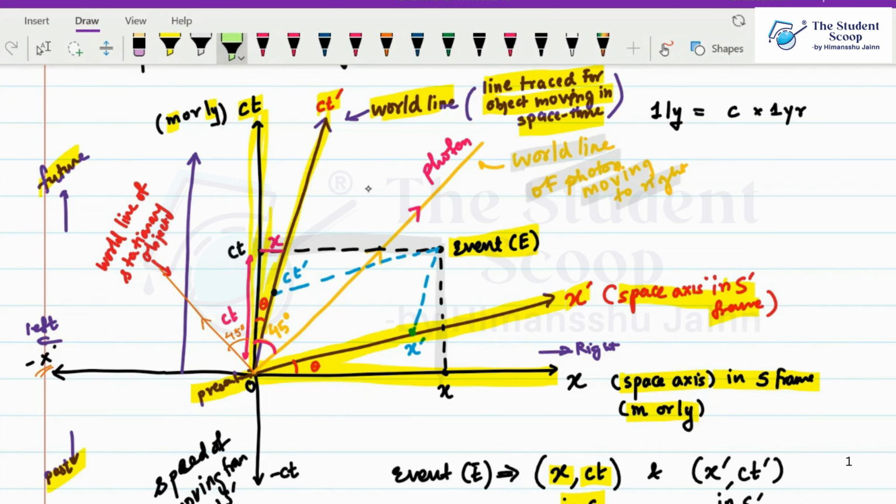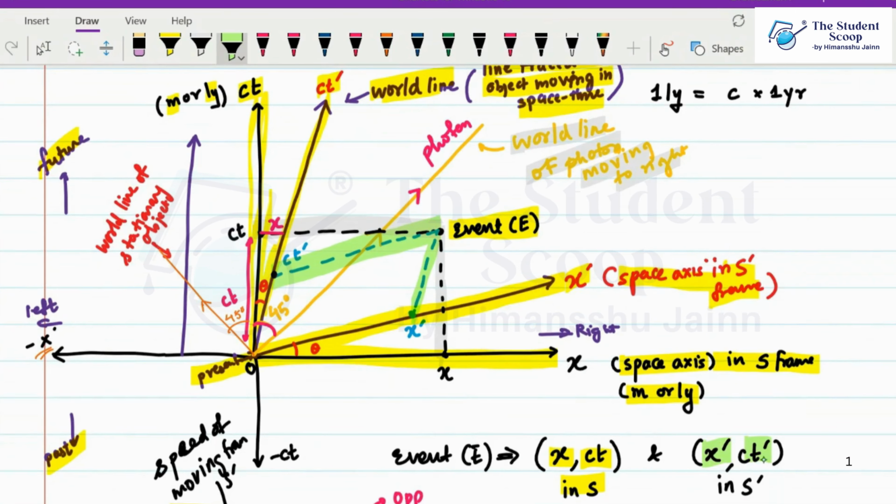Similarly, if you want to calculate the position coordinate or the space coordinate in the S dash frame, we will draw a line parallel to the time axis of the S dash frame, that is CT dash. And similarly, if I want to get the time for this event according to the S dash frame, I need to draw a line parallel to the space axis. So if I want time, I will draw a line parallel to the space axis. If I want the space coordinate, I will draw a line parallel to the time axis. In both frames, it works, giving us both these coordinates.